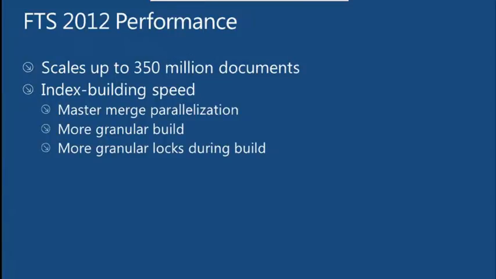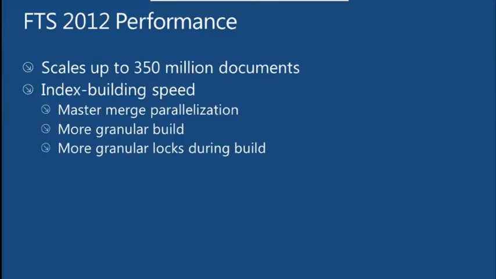Somebody goes, well, I have 100 million documents a day. Well, that's just 3 days too many, right? But it scales up to 350 million documents. The index building speed is a lot quicker now than before, because the big part of the way the full text search index builds itself is called a master merge.